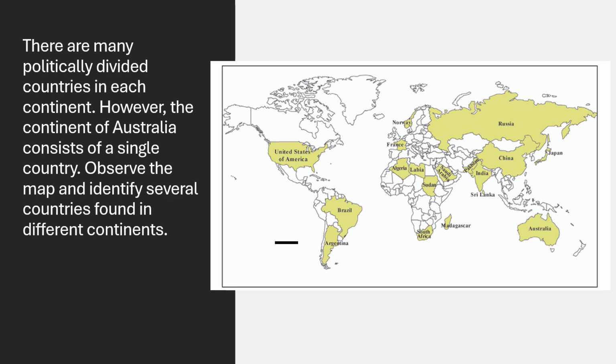Now we know all about continents and islands. So now let's learn about the countries in each continent. There are many politically divided countries in each continent. However, the continent of Australia consists of a single country. Observe the map and identify several countries found in different continents.